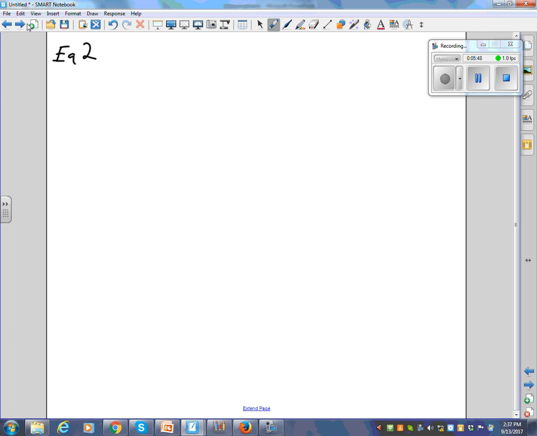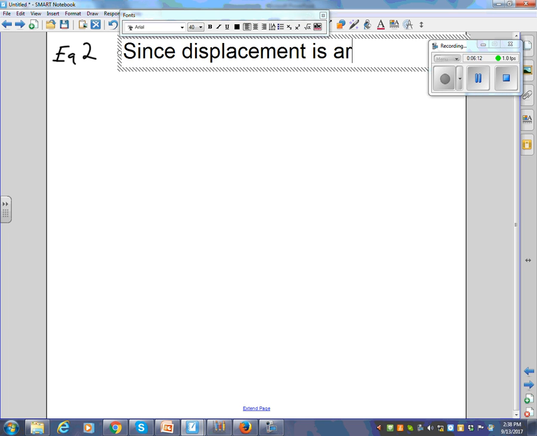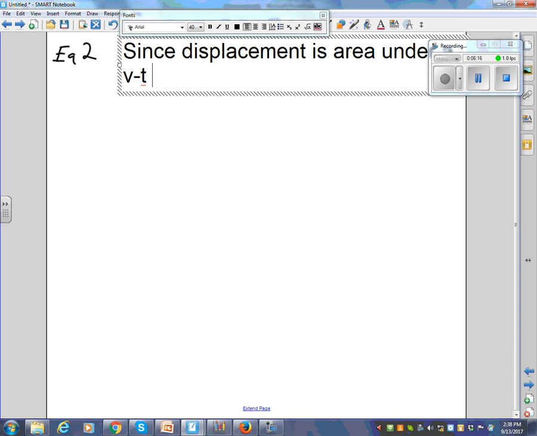This one's a little bit more of a challenge. Okay, I'm going to write, since displacement is, how about I just do this? Area under a VT graph.